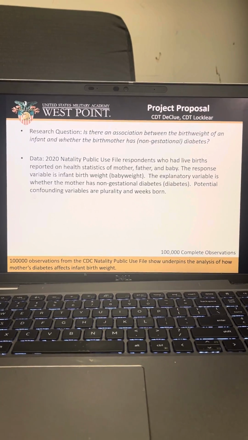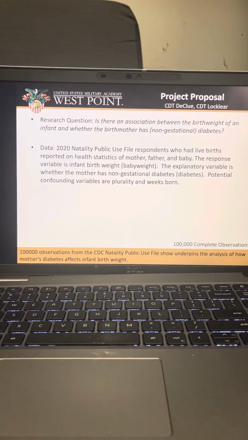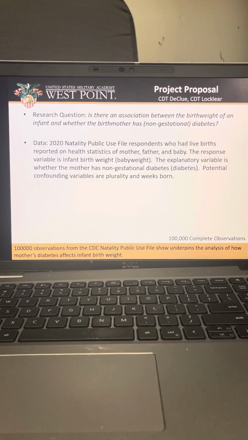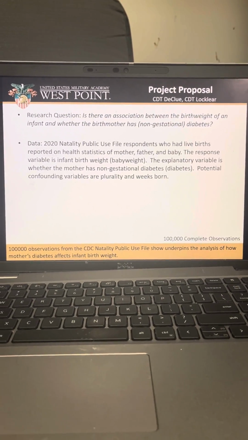For our research question, we are studying the association between the birth weight of an infant and whether the birth mother has non-gestational diabetes. We got all of our data from the 2020 Natality Public Use File from the CDC.